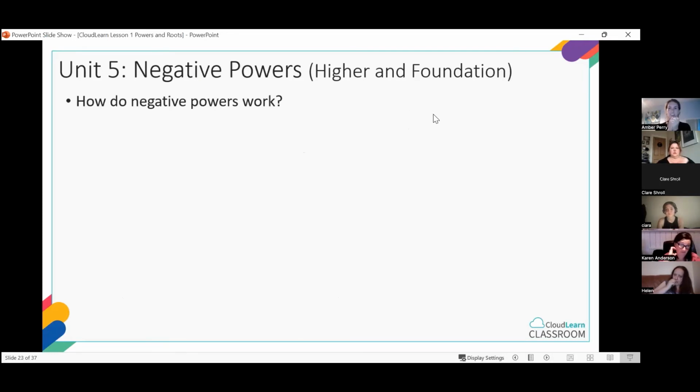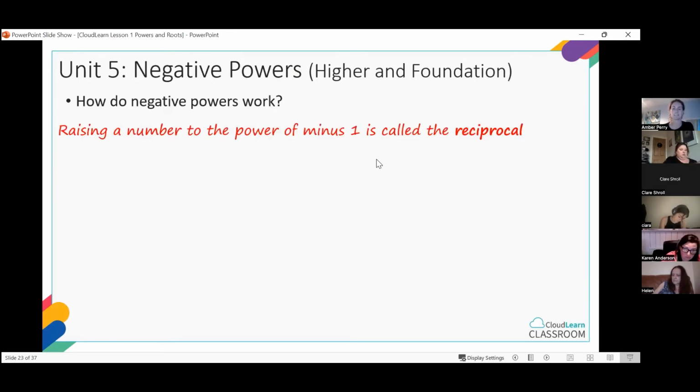Okay, so this is moving more towards the higher end. It's still on the foundation paper, but more on the higher paper. So we've got negative powers. Negative powers are anything like a to the power of -2, or 3 to the power of -2. But we have a special name for raising a number to the power of -1: the reciprocal. That's a vocabulary term you do have to remember. You could be asked in your exam to write down what the reciprocal of 5, for example, is.